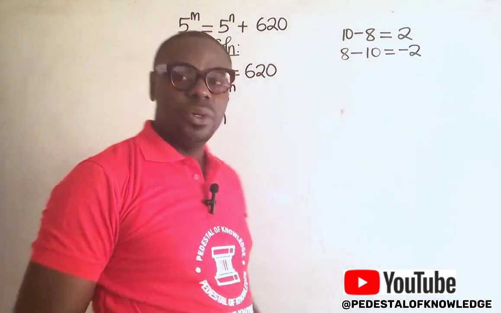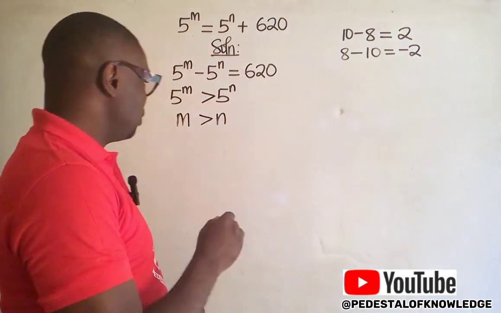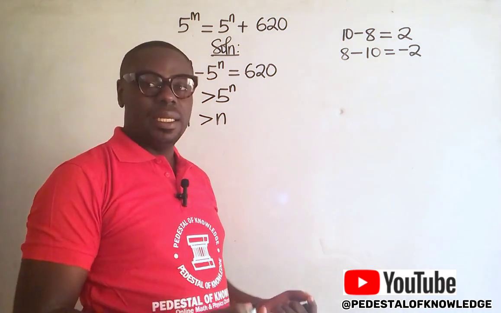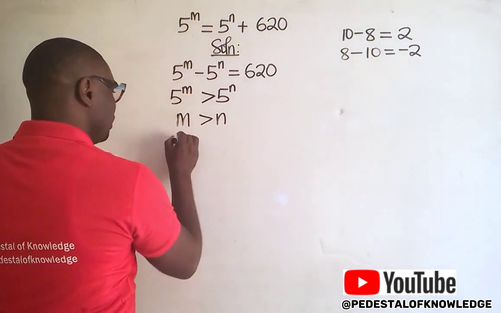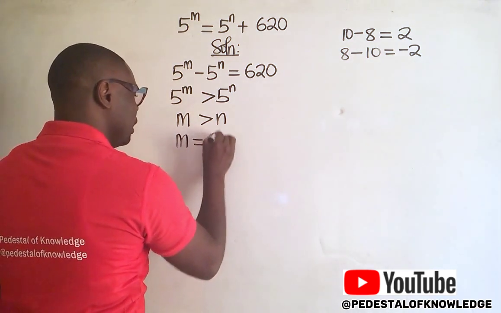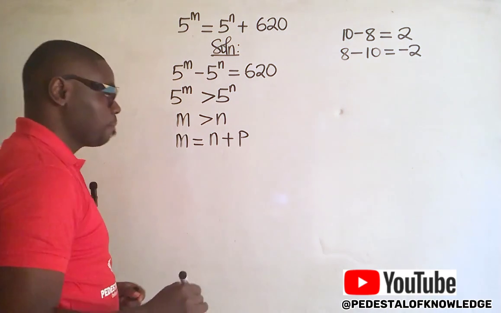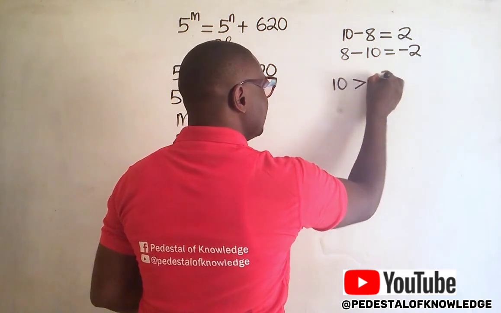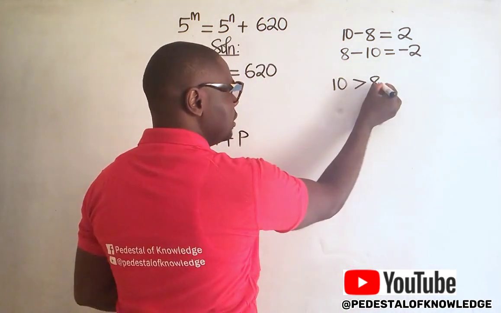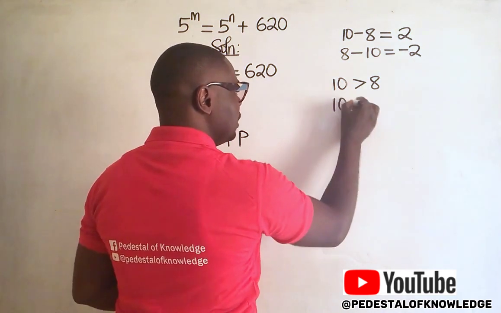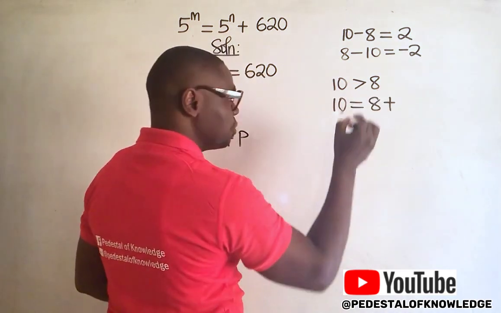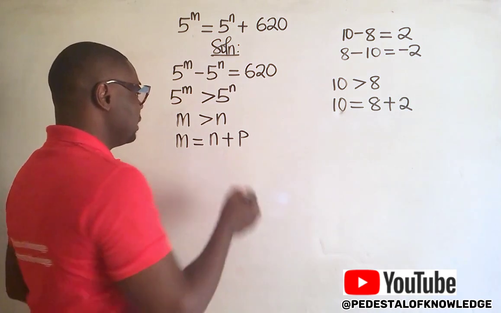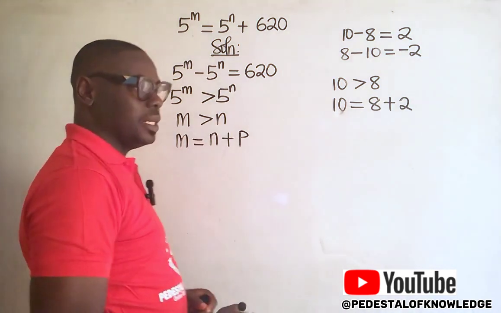Okay, now if m is greater than n, it simply means that something must be added to n to give us m. Now let us assume that that thing is p, for instance. So we have m is equal to n plus p. Now, if 10 is greater than 8, it then means that something must be added to 8 to give us 10. So we have 10 is equal to 8 plus that number that must be added to 8 to give us 10, and that number is 2. So here now, let us assume that that number that must be added to n to give us m is p.